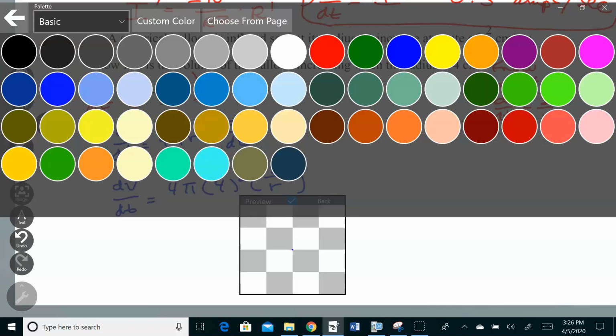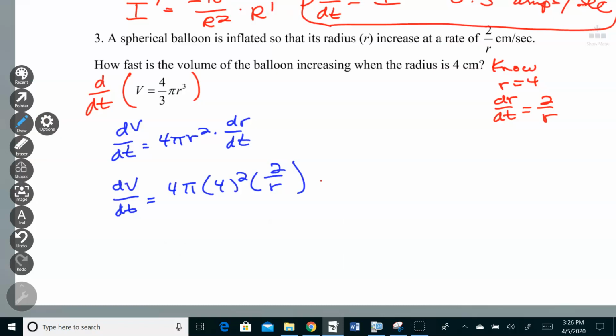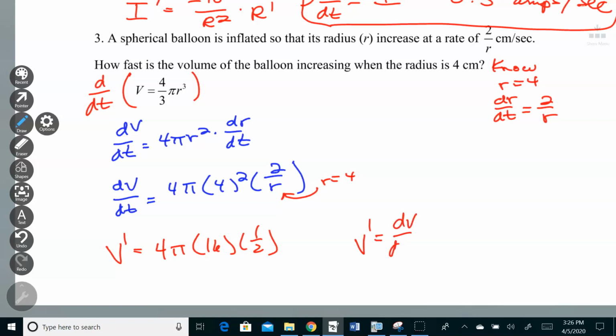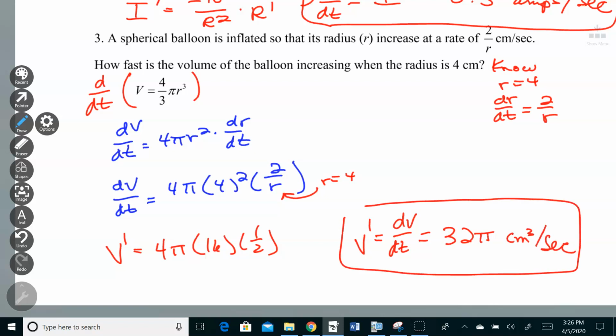But I know that my r is equal to 4, so I can plug this in. So I get V prime is equal to 4 pi 16, and 2 over 4 is a half. And when I'm done, I get my V prime, or my dV over dt, is equal to 32 pi, and my units are going to be cubic centimeters per second. That is the rate of change of the volume of that balloon at that moment.